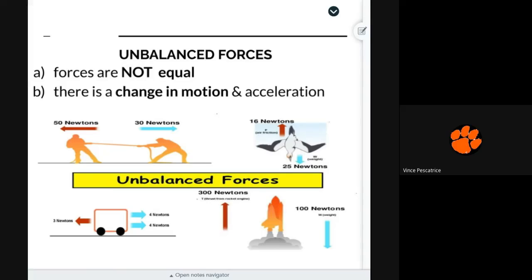So what you should write down in your notes is it's not equal, and there is a change in motion. The main takeaway from this is that balanced forces equal no motion, and unbalanced forces equal motion. When you have unbalanced force, the object accelerates in the direction of the force, and when something accelerates, it creates an increase in speed.